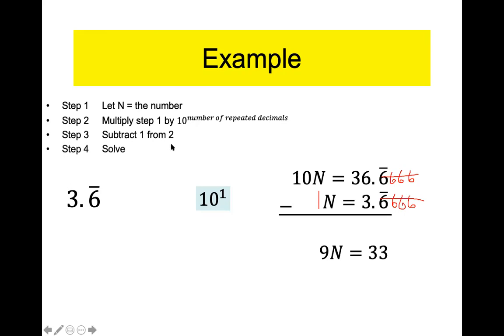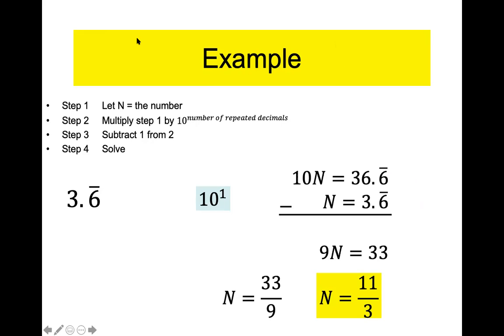Once you subtract, the last step is to solve. The only thing you've got to get rid of is the 9 by division. So it turns out that 3.6 repeated is 33 over 9. We can reduce that by 3. 3 goes into both of these, and we get 11/3. If you don't believe me, take your calculators right now and divide 11 by 3, and magically you get 3.666666. You're like, no, I got a 7 on the end. Your calculator is rounding. Okay? So that is the process of turning a repeating decimal into a fraction.